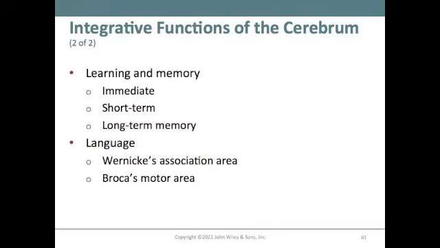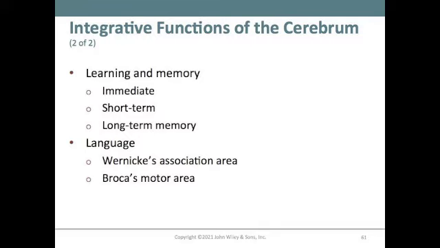Learning is the ability to acquire new information or skills through instruction or experience. There are two main categories of learning: associative learning and non-associative learning. Associative learning occurs when a connection is made between two stimuli, and non-associative learning occurs when repeated exposure to a single stimulus causes a change in the behavior.